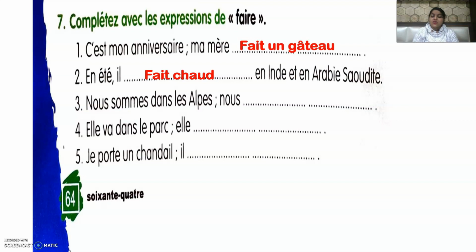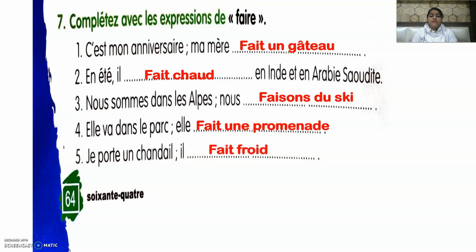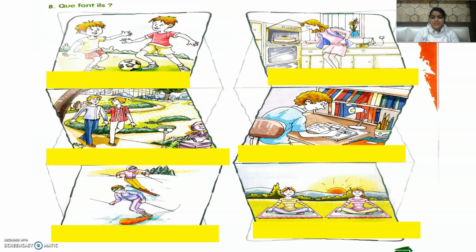Third one, it's written, nous sommes dans les Alpes, nous faisons du ski. That means we are in the mountains, that is the Alps mountain, and we do skiing. Fourth one, elle va dans le parc, elle fait une promenade. That means she is in the park and she does the walking. Fifth one, je porte un chandail, il fait froid. That means I am wearing a sweater, it's cold. Let's move to the next exercise.